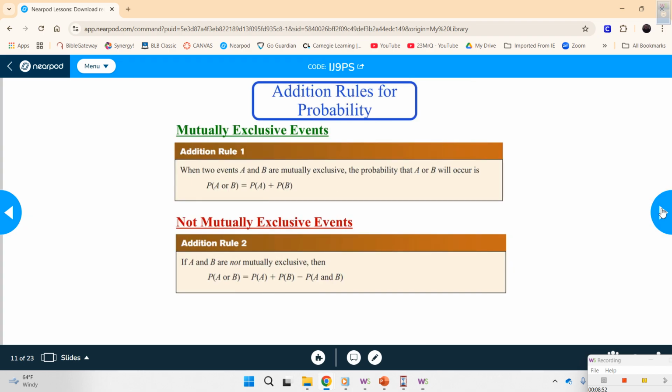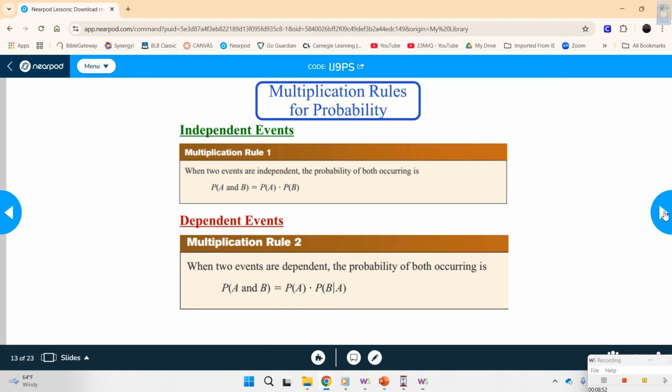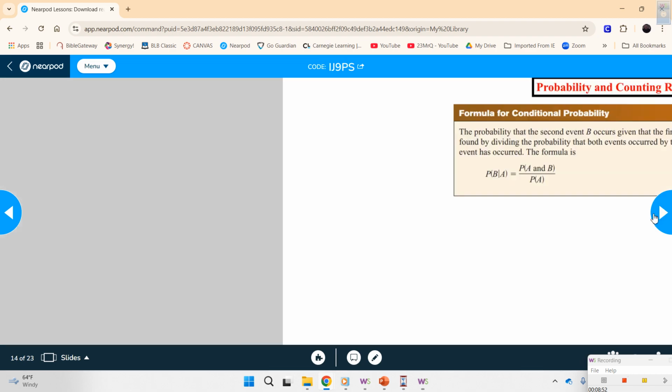Is that correct so far? Yeah? From there, we went to more events called independent and dependent events, which gave us the multiplication rules that look something like this. Multiplication rule number 1 and number 2. Which brings us to today. Copy the new rule, please.